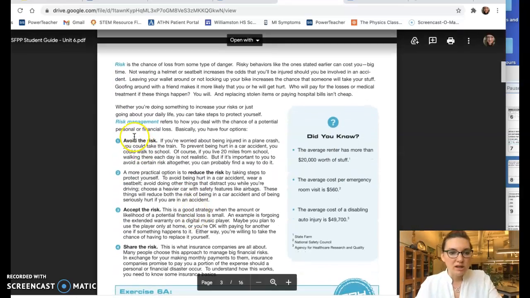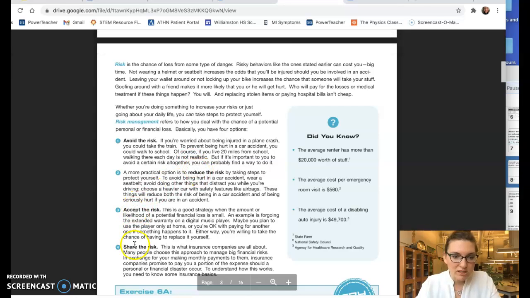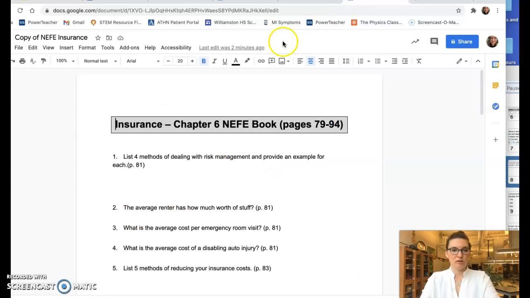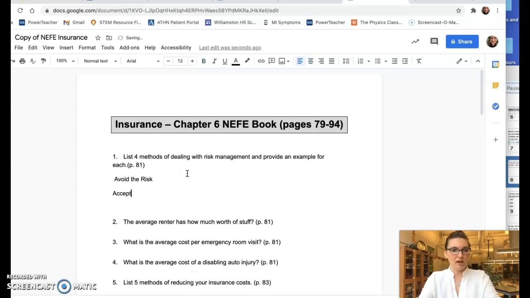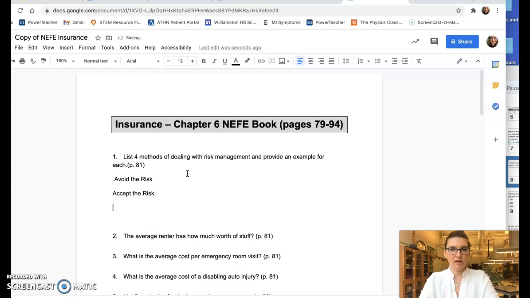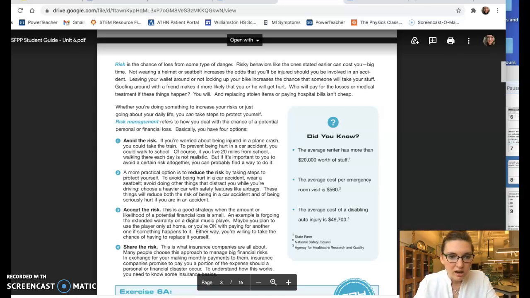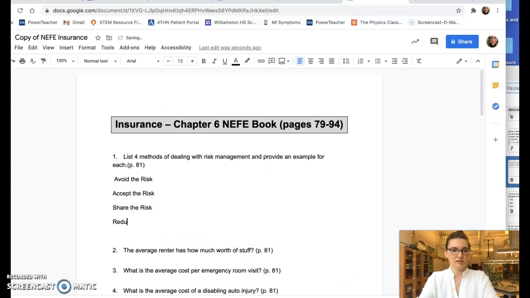So we can avoid the risk, reduce the risk, accept the risk, and share the risk. Let me write that down first. Avoid the risk, accept the risk, share the risk, and reduce the risk. I'm going to come up with my own examples here real quick. Avoid the risk: drive the speed limit. Don't be a crazy person.